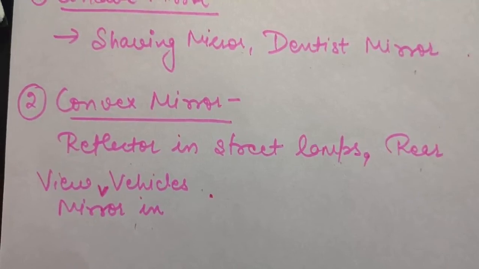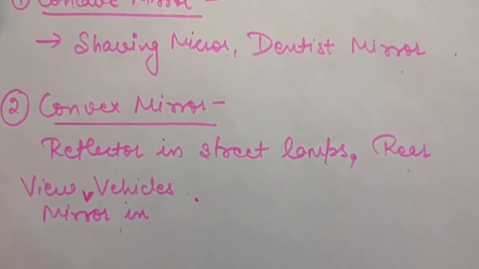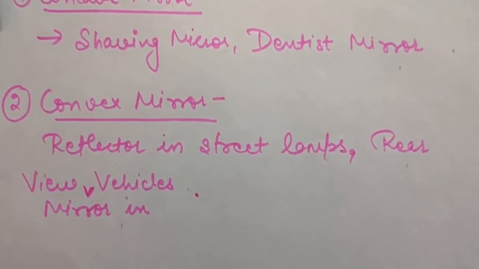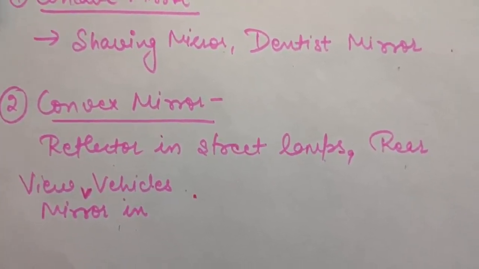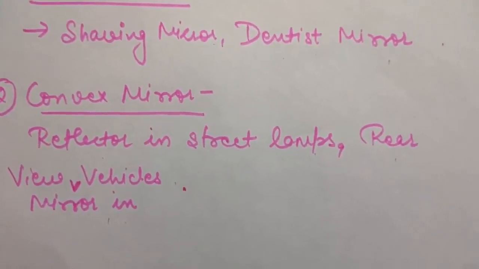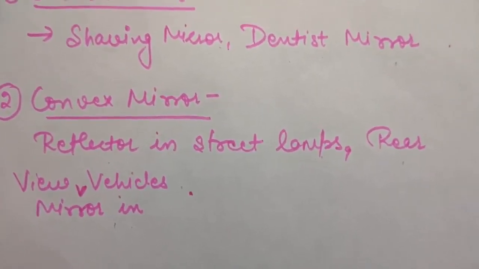Also, because a convex mirror is a diverging mirror, it can help us to see a large area. So if we use a convex mirror as the rear view mirror in vehicles, it will allow us to see a large number of vehicles in the backside. So it would be easier to drive.